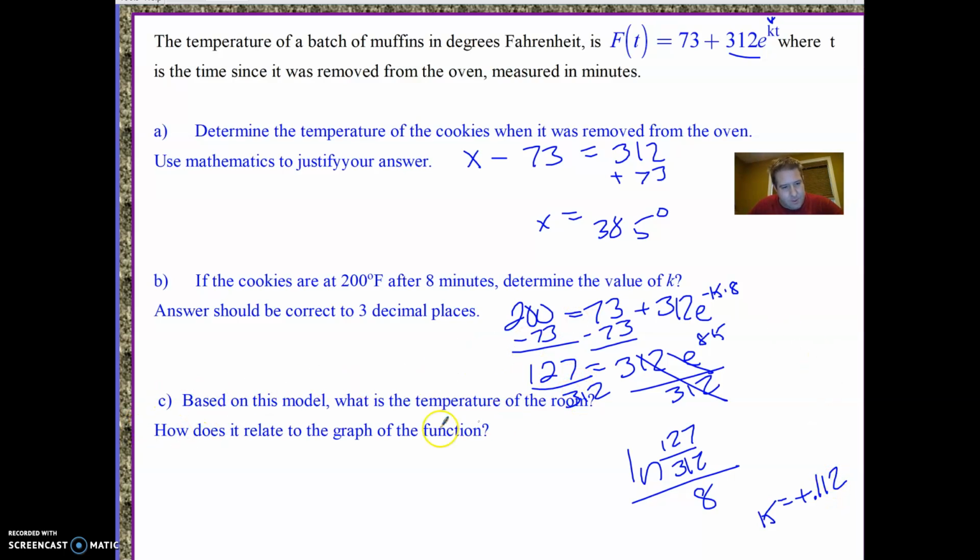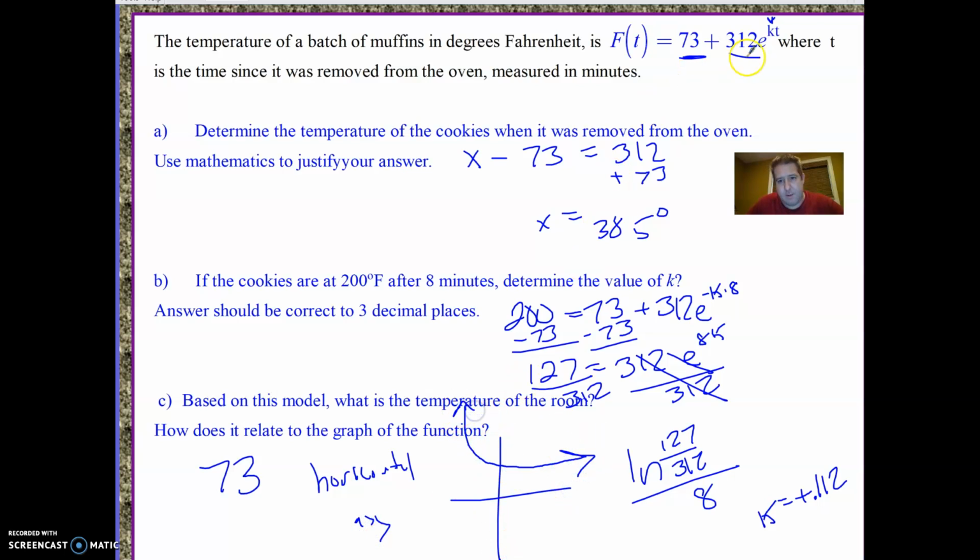Based on this model, what's the temperature of the room? How does it relate to the graph of the function? Well, 73 is the horizontal asymptote. And the reason why is because this graph is exponential. It's decreasing like this. And the reason why it's decreasing is because it's negative KT power. Remember, negative powers go down like in a previous video. And it's never going to reach that horizontal asymptote of 73, no matter how many minutes it's been.